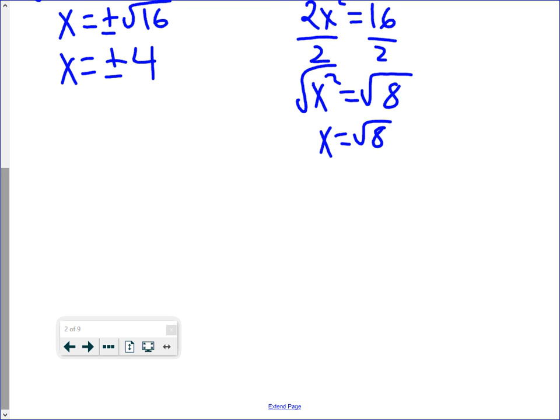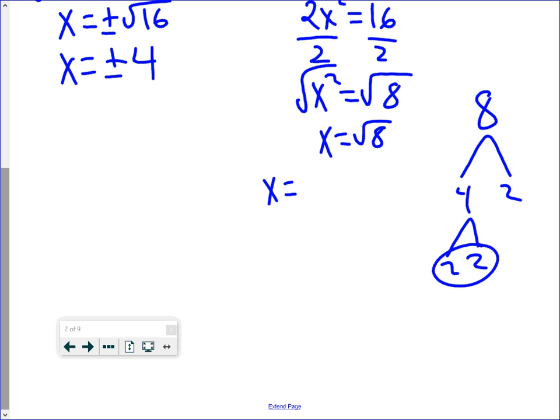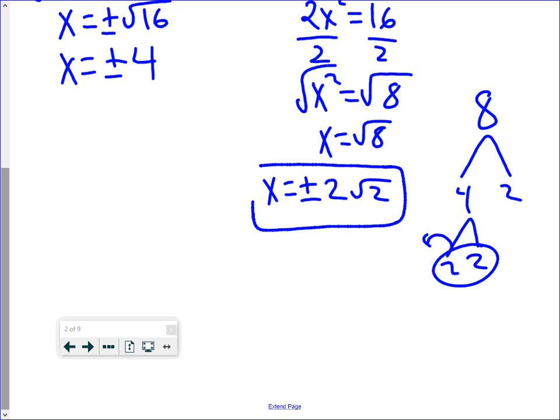We need to simplify. If you guys remember prime factorization, where we have that 8 and we made a tree out of it. So 2 factors of 8 are 4 and 2, and 2 factors of 4 are 2 and 2. We see we have a pair of 2's here. Every time we have a pair, you take one of those outside the square root, and everything that's left over stays inside. So we have one pair of 2, so we take one 2 out. So we get x equals, don't forget the plus or minus, it's going to be plus or minus 2, with the one 2 that you take outside of the square root, root 2. And that is our answer for this one. Let's go ahead and box that, x equals plus or minus 4 as well.